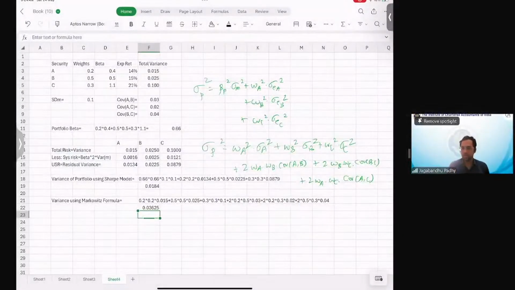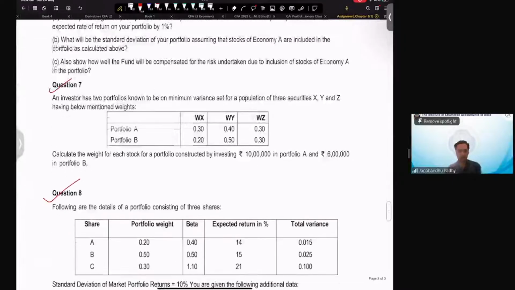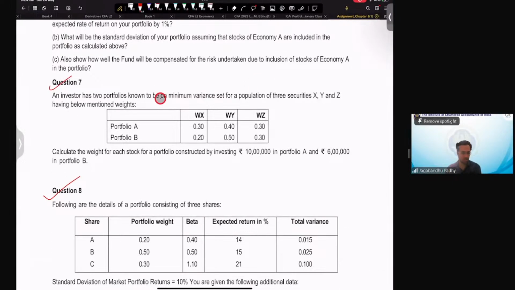Okay, so this question number 8 is done. Now let's go for question number 7, guys. An investor has two portfolios known to be on the minimum variance set of a population of three securities X, Y, Z having below mentioned weights. We have weight of X, weight of Y, weight of Z. Portfolio A is like 0.3, 0.4, 0.3, and portfolio B is again 0.2, 0.5, 0.3. Calculate the weight of each stock for a portfolio constructed by investing 10 lakh in portfolio A and 6 lakh in portfolio B. So we want to know what is the amount of investment in individual stocks.